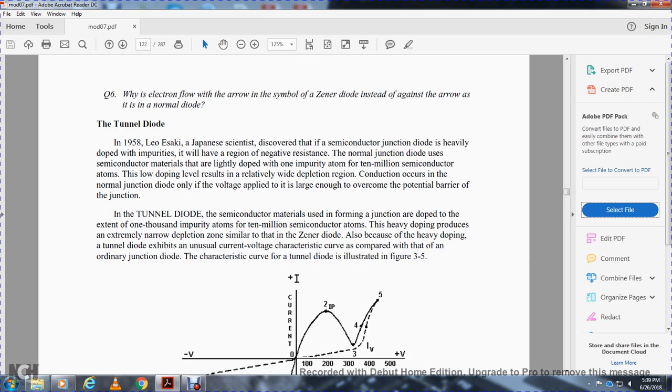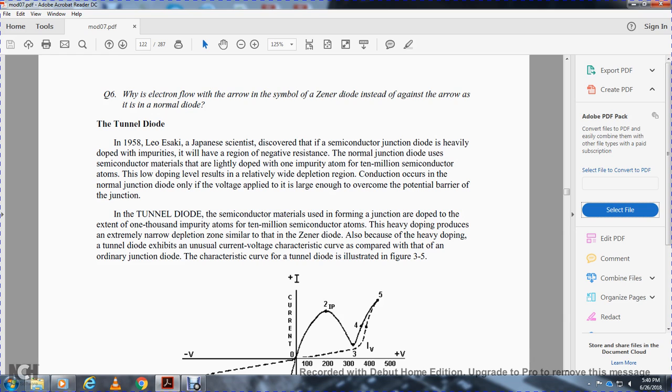Next is the tunnel diode. In 1958, Leo Esaki, a Japanese scientist, discovered that a semiconductor junction diode with heavy doping of impurities has a region of negative resistance. A normal junction diode is usually lightly doped, about one impurity atom per 10 million semiconductor atoms. The result is a relatively wide depletion region, and conduction occurs only if the applied voltage is large enough to overcome the potential barrier of the junction.